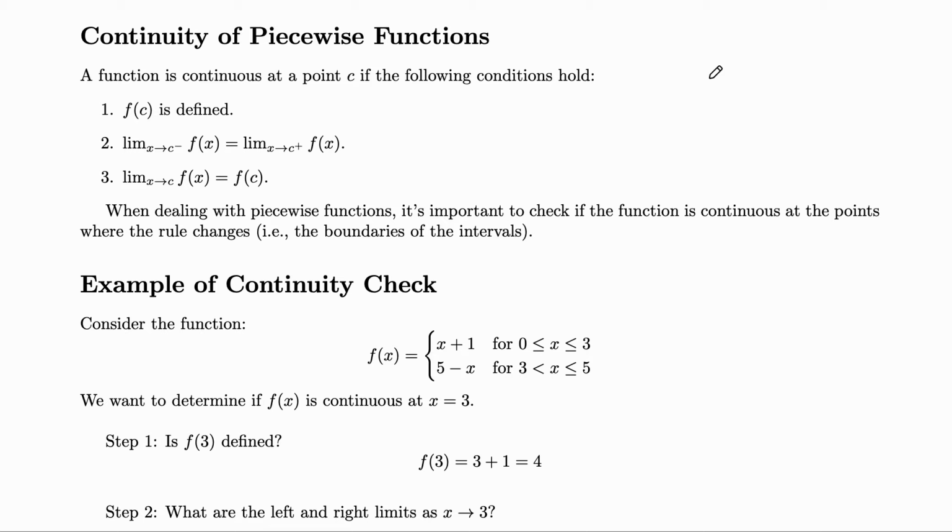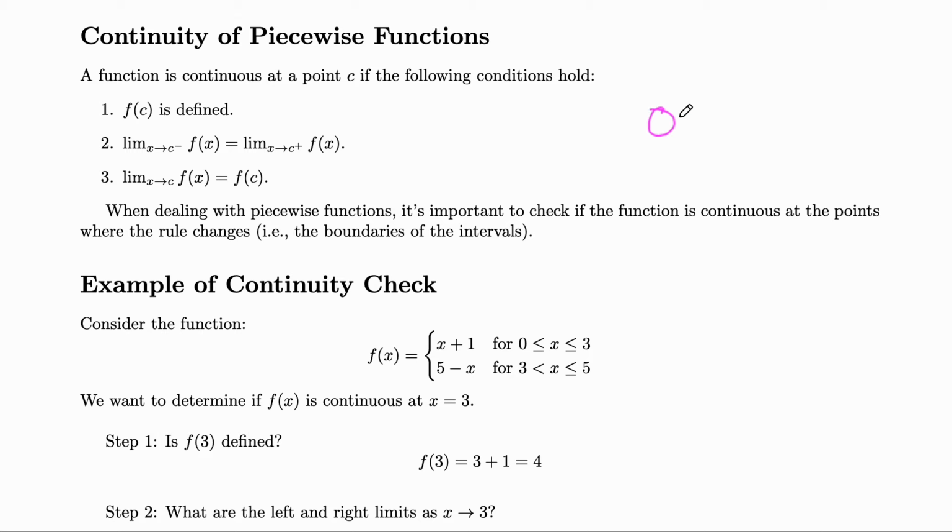Second requirement is that the limit from the left must equal the limit from the right, which is going to mean the overall limit exists. That's super important. So for the overall limit to exist, the limit from the left must equal the limit from the right. Then the third requirement is that all three of those things must equal each other. So limit from the left must equal limit from the right, must equal the function output value.